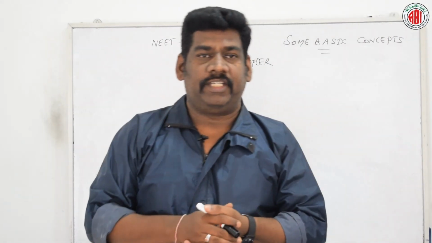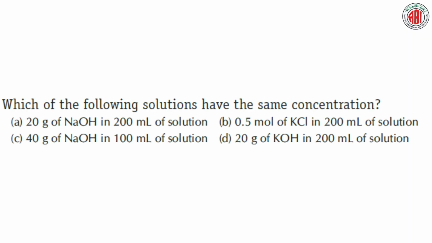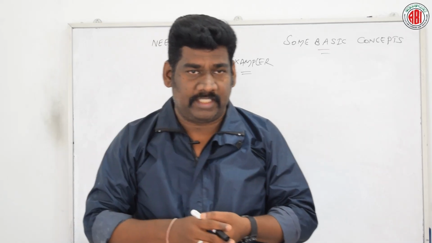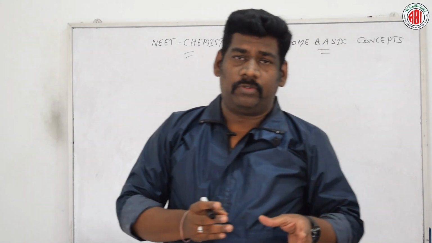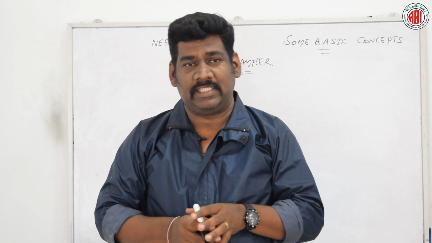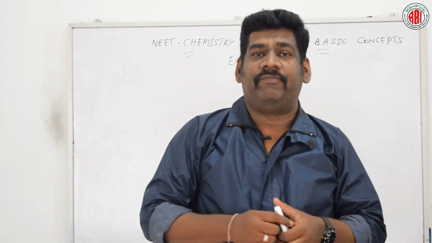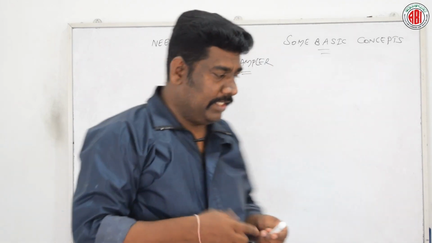Now look at this next question, that is, which of the following solutions have the same concentration? 4 different options are given. 20 gram of sodium hydroxide in 200 ml of solution, 0.5 mole of KCl, potassium chloride in 200 ml of solution, 40 gram of sodium hydroxide in 100 ml of solution, 20 gram of potassium hydroxide in 200 ml of solution. Let us see which two have the same concentration. Concentration is nothing but, we know the formula, that is molarity. Okay. So let us see.